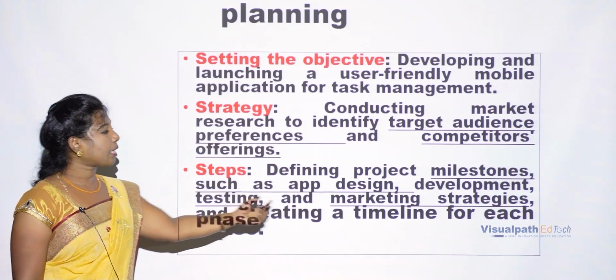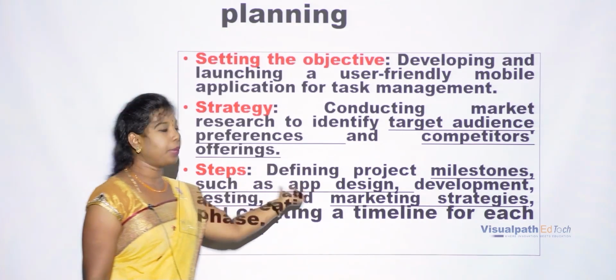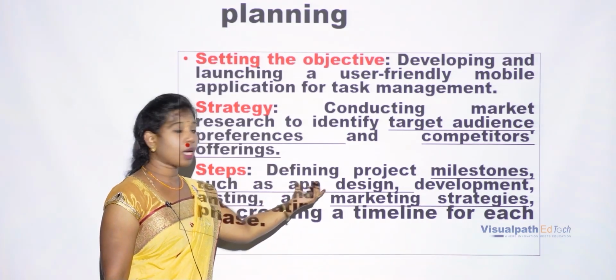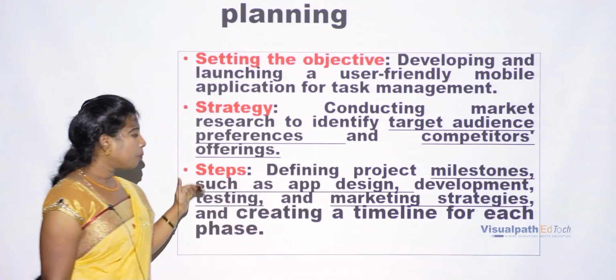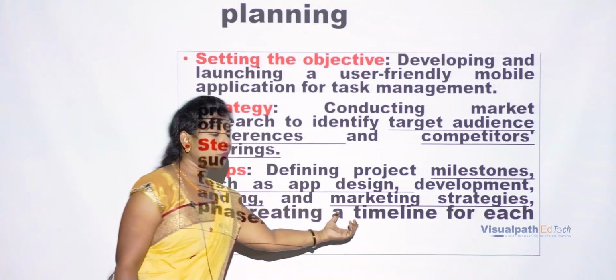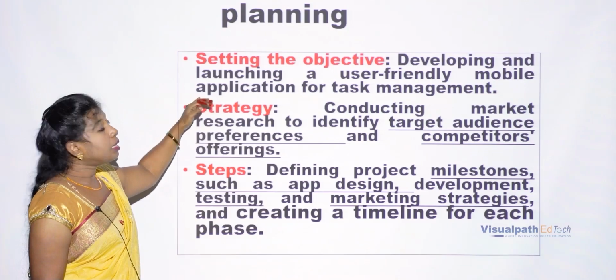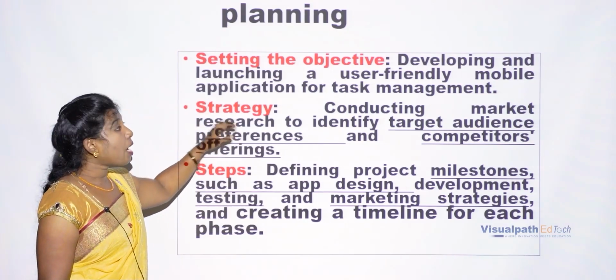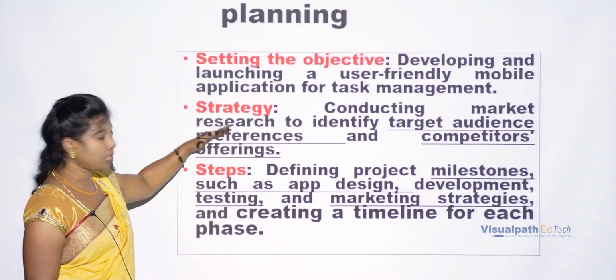And creating a timeline for each phase. Suppose you are going with app design. App design should be completed in 1 month or 1 week. So for each and every perspective, for each and every criterion, we should have some timeline. Without a timeline, the objective cannot be reached. So planning is nothing but determining the objectives to achieve the organizational goals. The first one is objectives, strategy and steps.